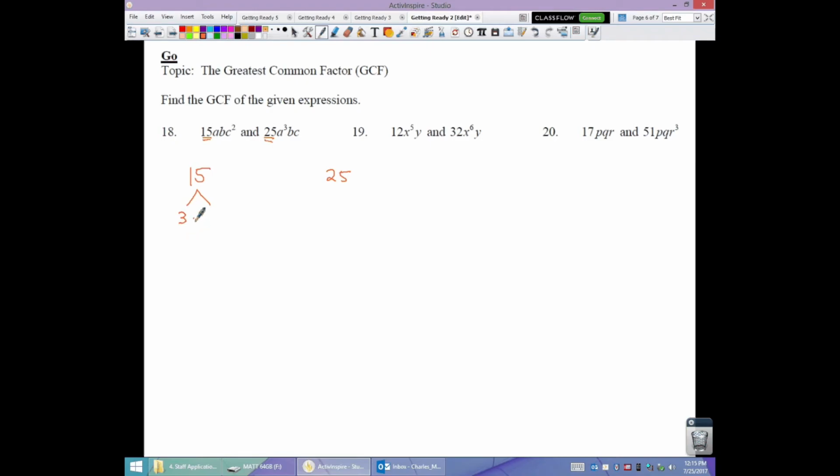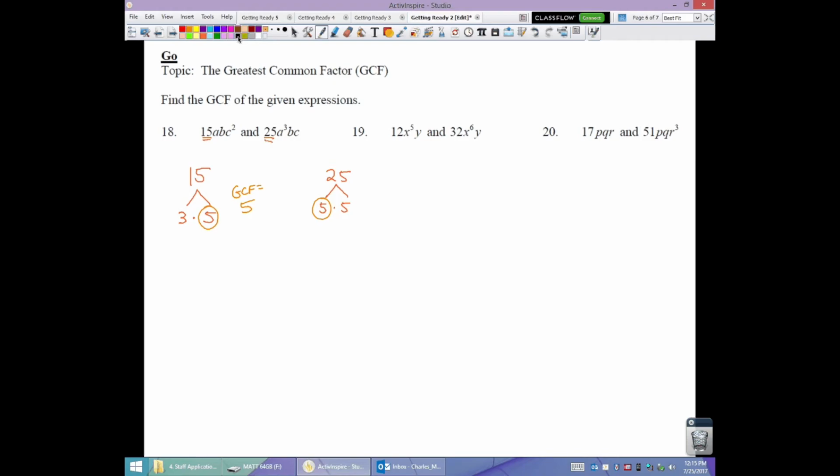15 can be broken into 3 times 5. Both 3 and 5 are prime numbers, so that can't be broken apart anymore. 25 is 5 times 5, and again, the 5s are prime, so I'm done with the factor tree. And then you would identify, well, what numbers appeared in both? There was a 5 in both, and that's it. So you would have said your GCF was 5.